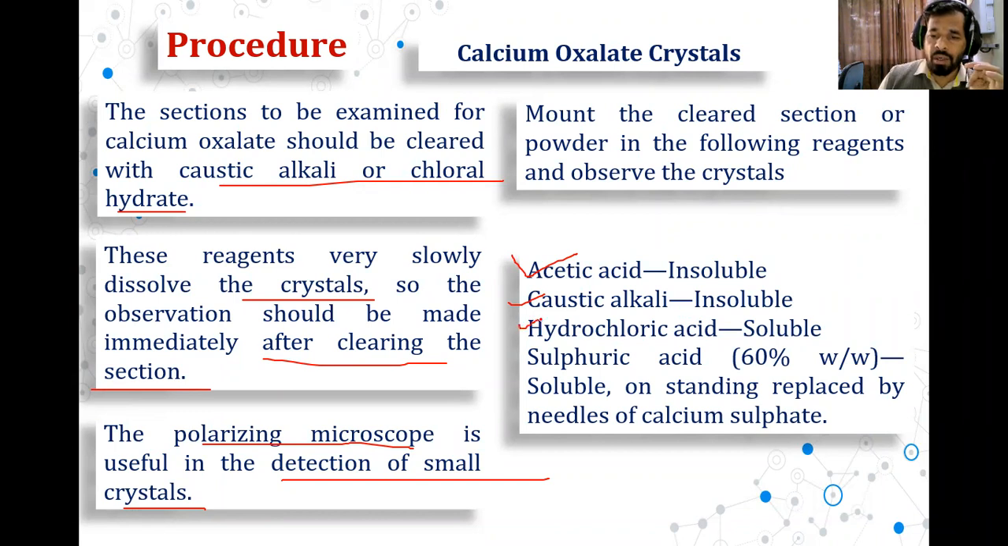But if you add hydrochloric acid or sulfuric acid, the calcium oxalate crystals will get solubilized. So you will be able to differentiate whether what you have observed is calcium oxalate crystal or not. First add clearing reagent and observe; calcium oxalate crystals will appear, but as soon as you add hydrochloric acid, those will disappear. That means you will learn which crystals get solubilized, and depending on that you will be able to identify the calcium oxalate crystals.